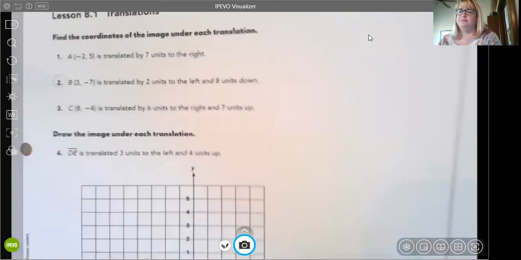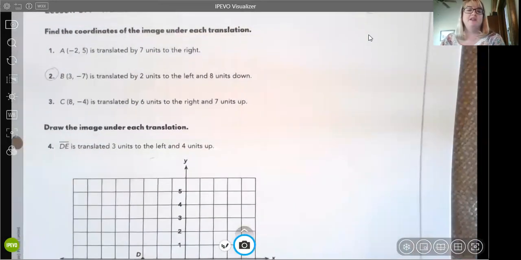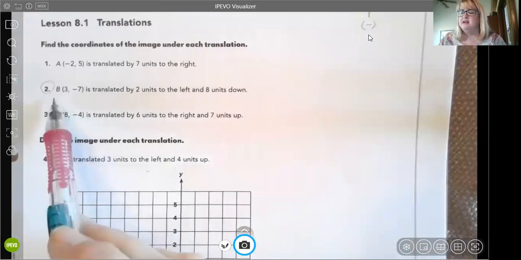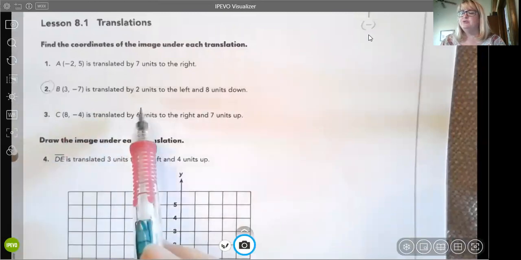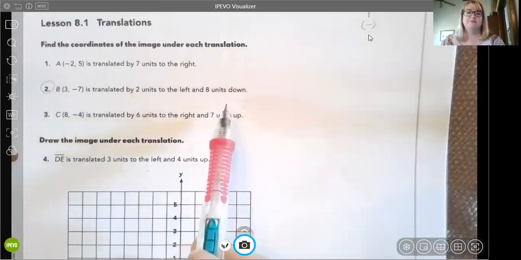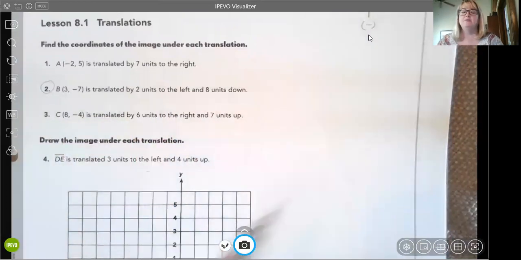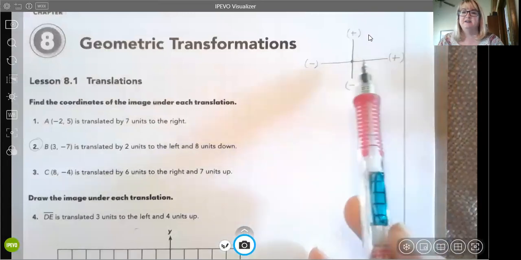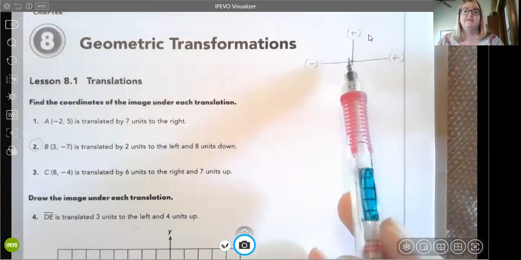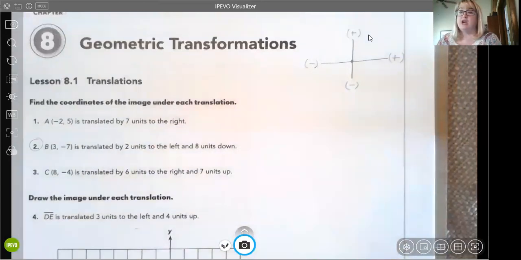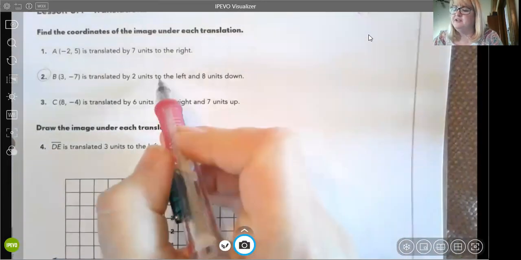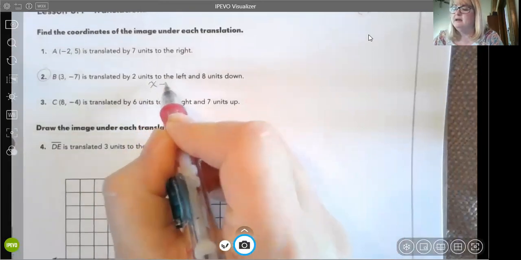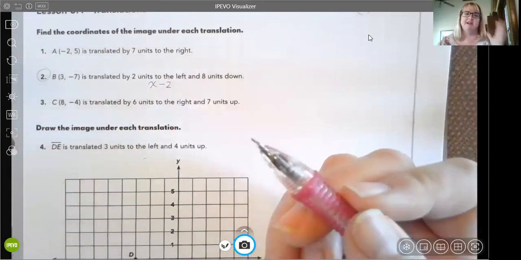Let's look at number 2. And again, we are on page 23, number 2. It says B at (3, -7) is translated 2 units to the left and 8 units down. Okay, so if we are moving to the left, we are moving on the x-axis. And if we're moving to the left, we're getting smaller. So that's kind of like subtracting. So since we're moving 2 units to the left, we're going back 2. So it's kind of like x minus 2.